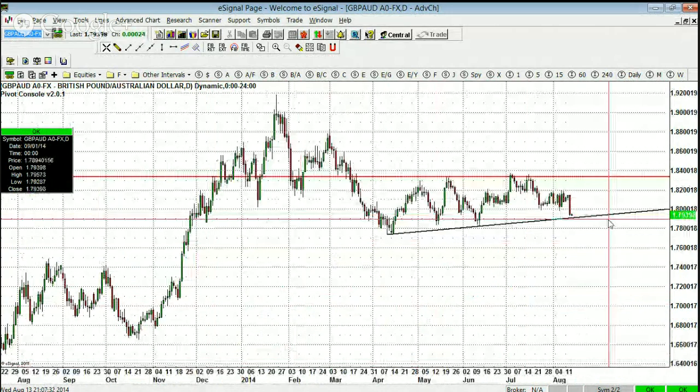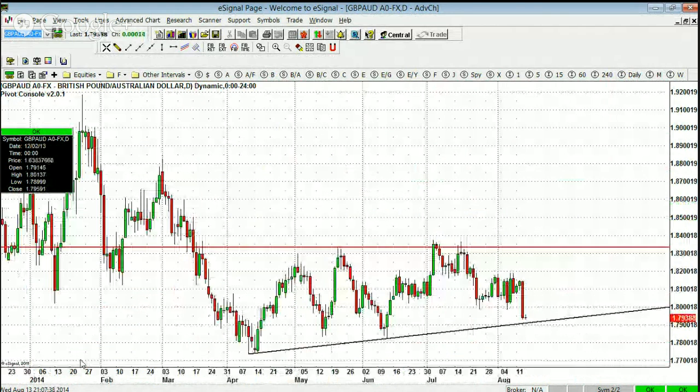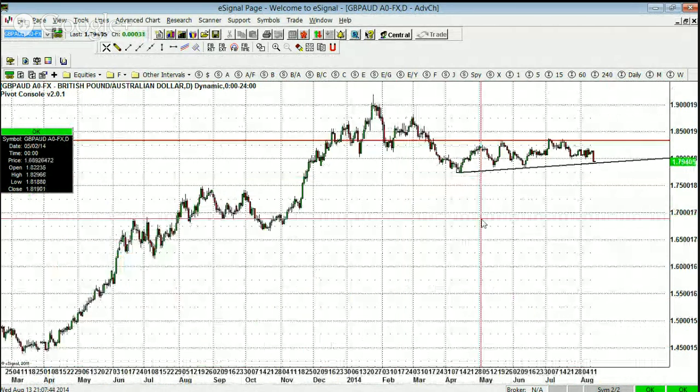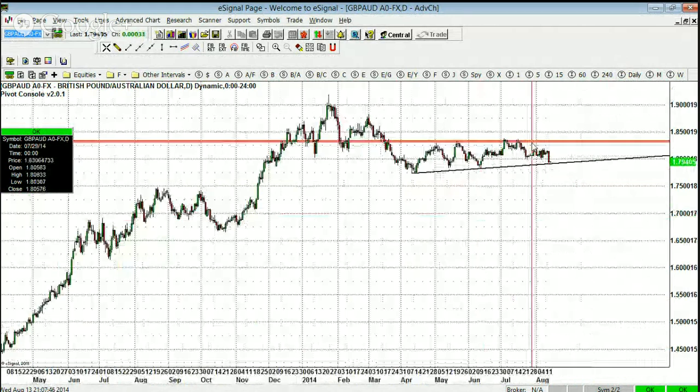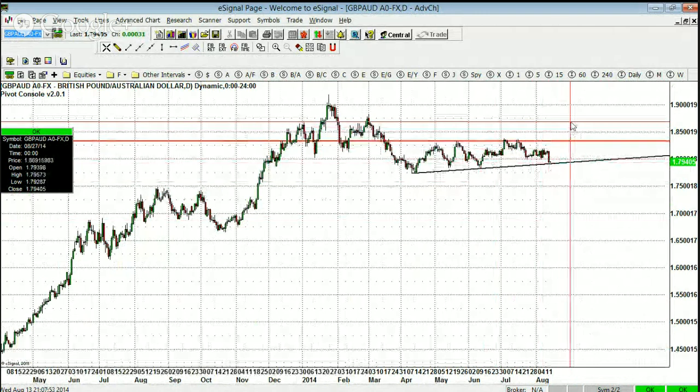So if this trend line holds, we could see the market turn around and move upwards. But this market is in a consolidation pattern now, and this could be interpreted one of two ways. This could be a bear flag, where the market could break below the flag and move down, or the market could continue its upward trajectory.